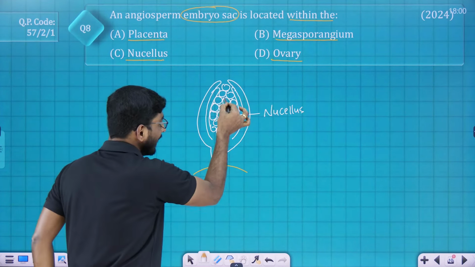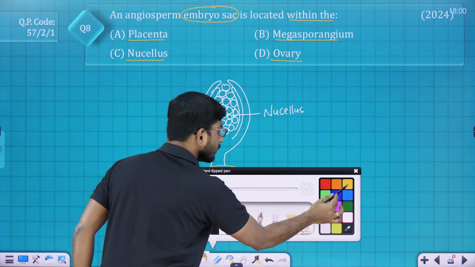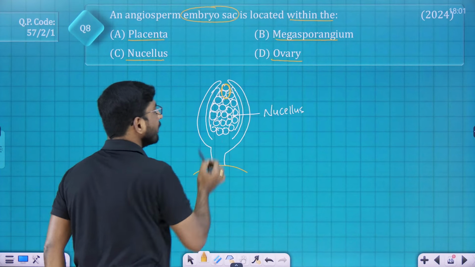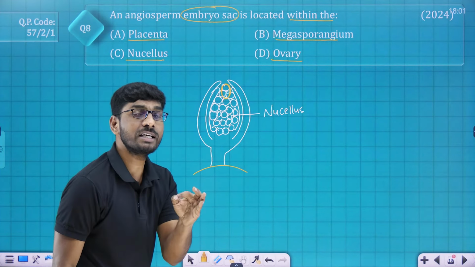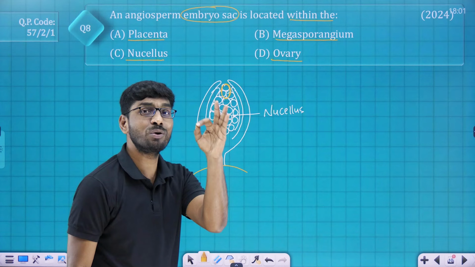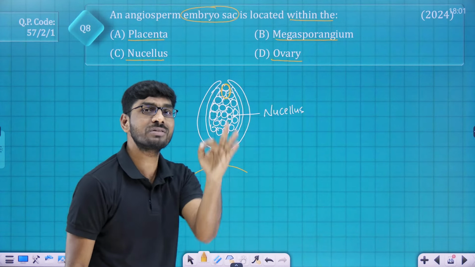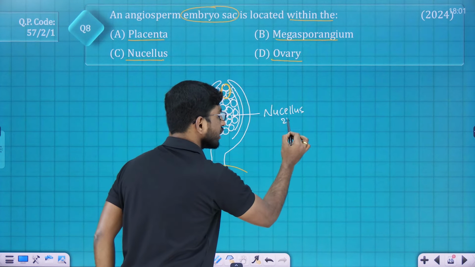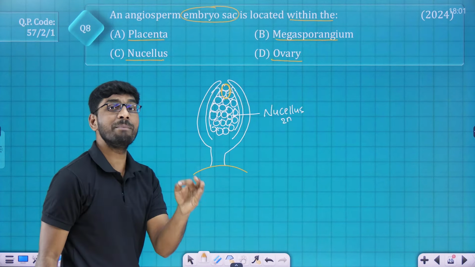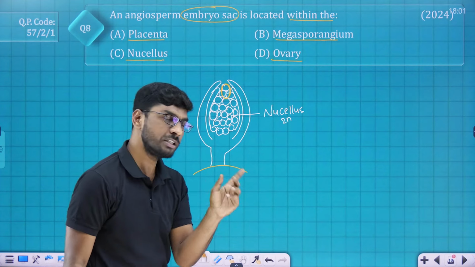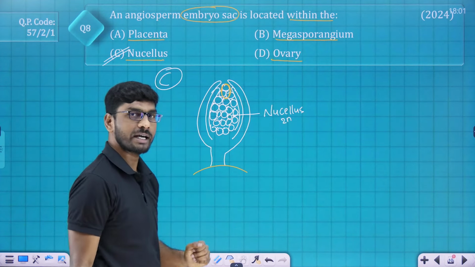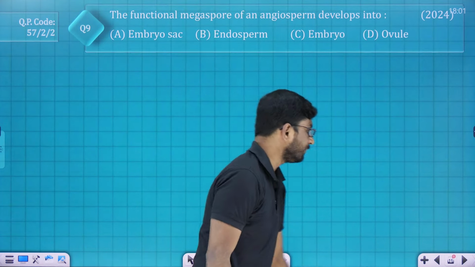Now, exactly in this nucellus, there is what present? Exactly here, one of the cells is going to convert into the embryo sac. So our answer is embryo sac located in the nucellus. This nucellus diploid tissue provides nourishment to the developing embryo sac. Am I clear, students? So our answer is nucellus. Option C is the correct answer. Come to the next question.